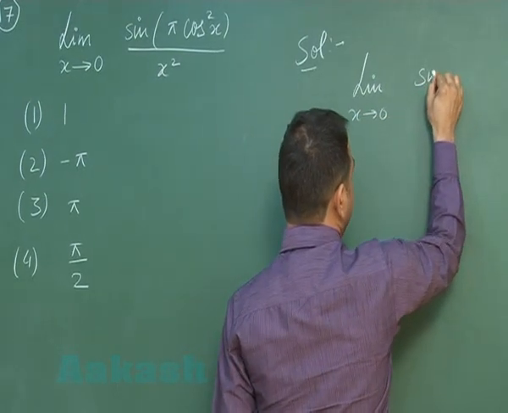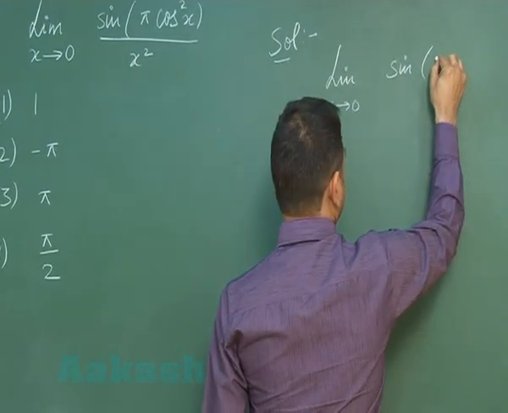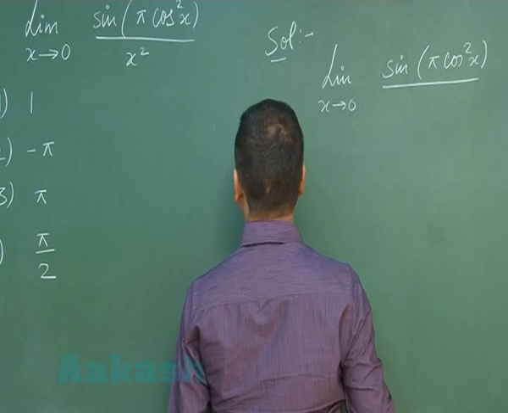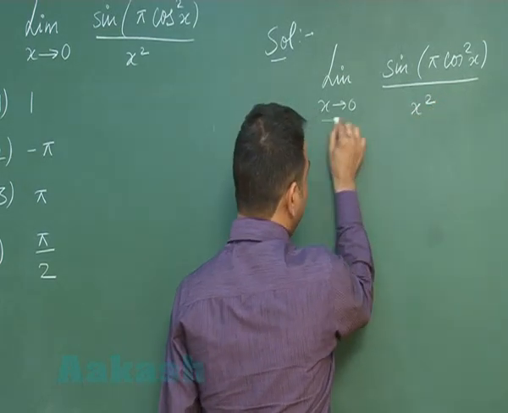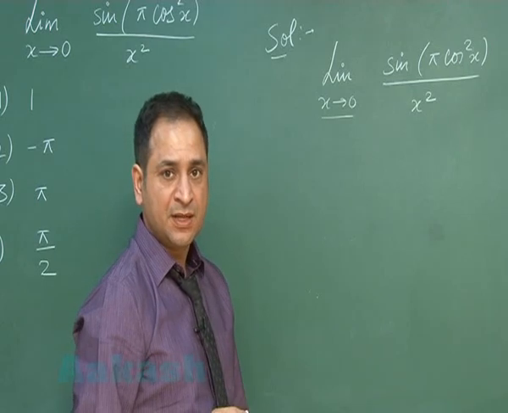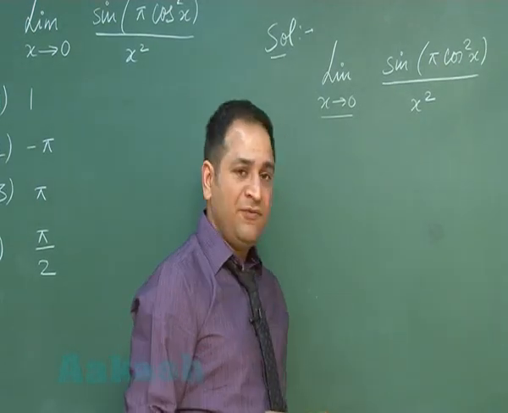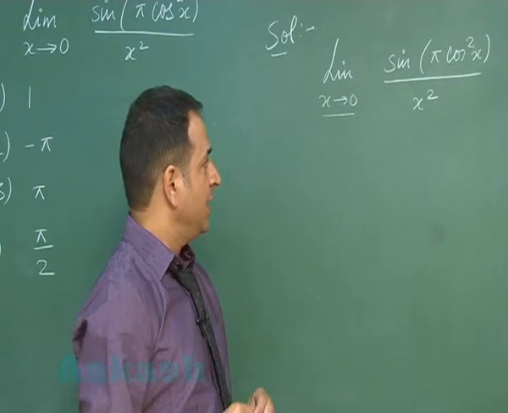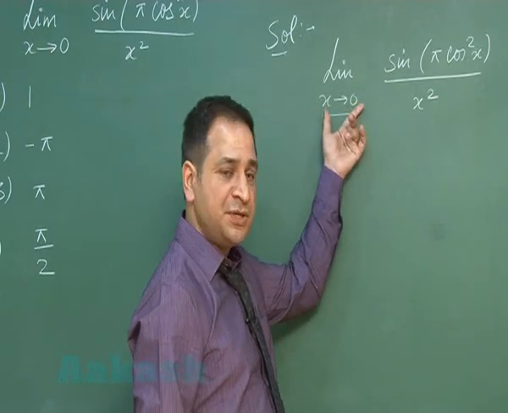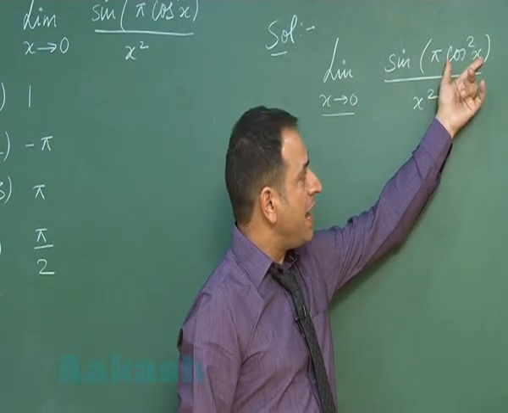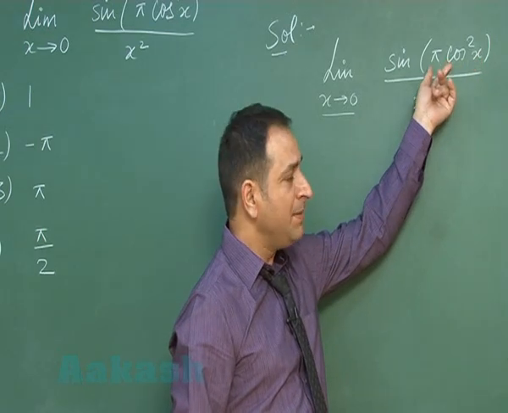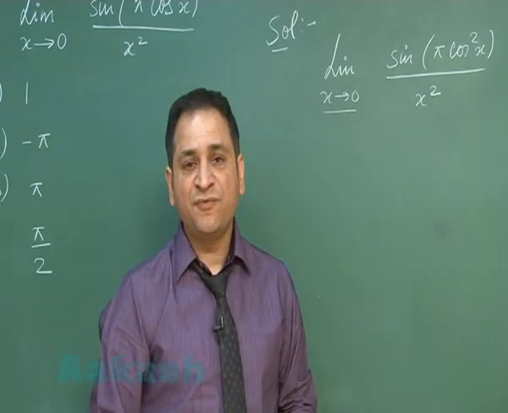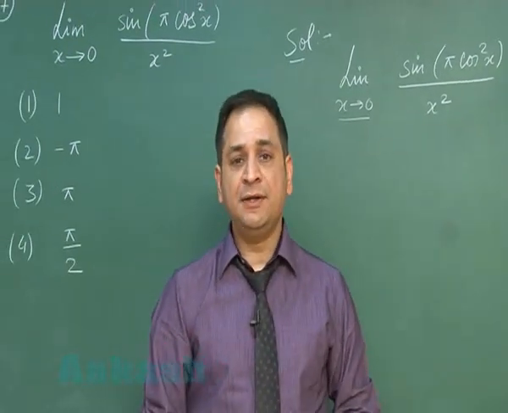It is given the limit of the function sine of pi cos square x upon x square, and the variable x is tending to 0. When we go for any problem related to limits, what we see first is the form. We check the form. When x is tending to 0, cos square 0 will be 1. This will be pi, and sine of pi is 0, and the denominator is again 0. It is of the form 0 by 0, that is the indeterminate form.